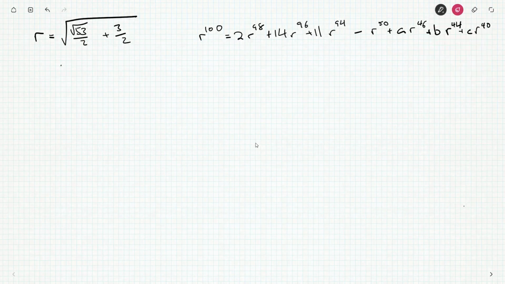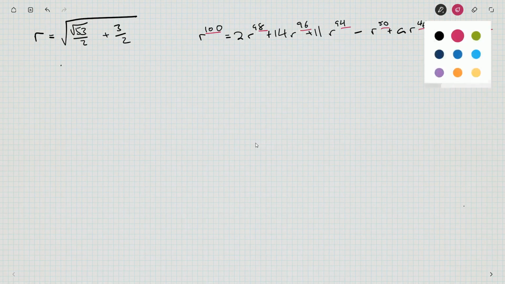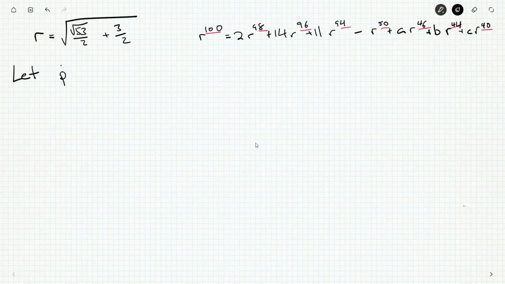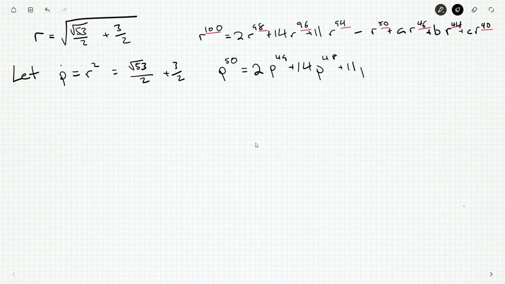Now, first thing I'm noticing here is my powers are all even. Okay, so if I were to create a new variable, let p be r squared, I could just get rid of this square root sign. We'll still have one square root sign, but then we suddenly have everything sort of reduced. It's p to the 50 is the same as r to the 100. And this is 2p to the 49 plus 14p to the 48 plus 11p to the 47 minus p to the 25 plus a p to the 23 plus b p to the 22 plus c p to the 20. Has this actually helped me in any way? Not yet exactly.